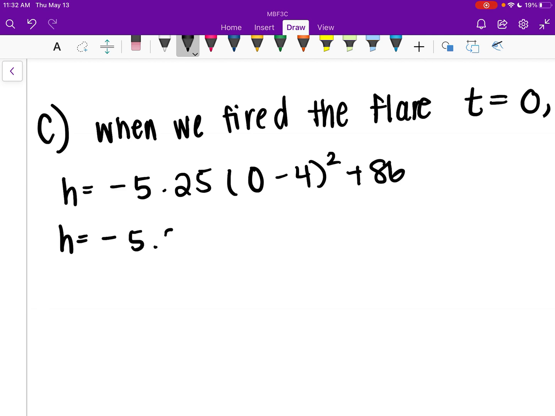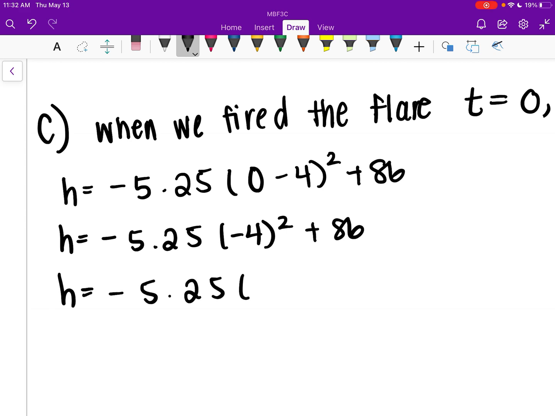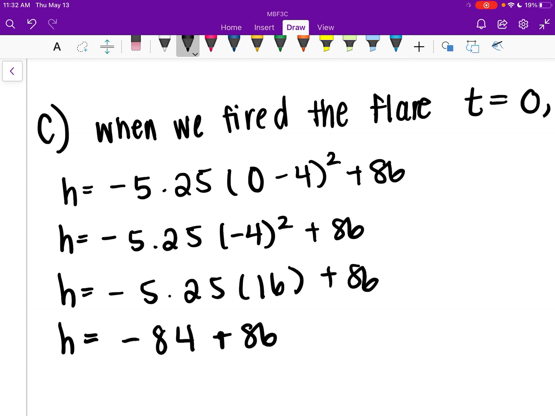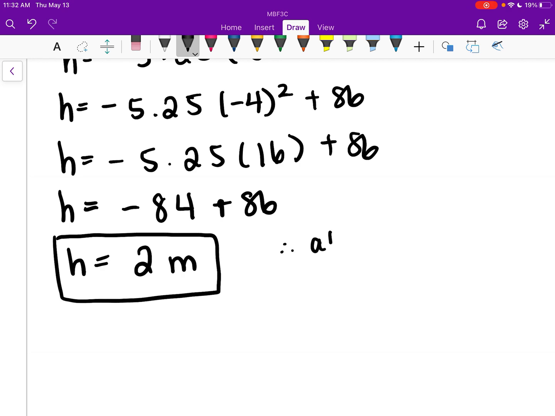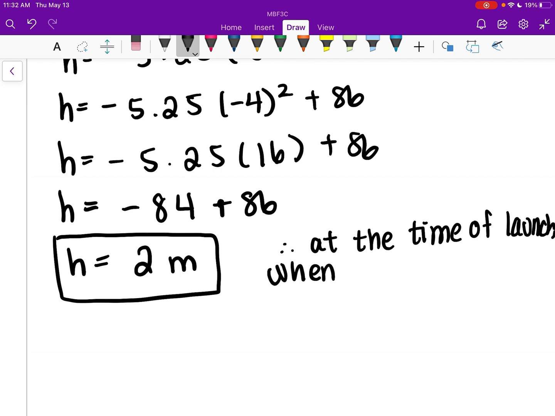So I have negative 5.25 times (0 minus 4), which is just negative 4, squared, plus 86. So then h is negative 5.25 times 16 plus 86. Negative 5.25 times 16, I know, is negative 84, plus 86. Negative 84 plus 86, height is equal to 2. And we know it's in meters. Therefore, at the time of its launch, when t is equal to 0, the rocket was at 2 meters.